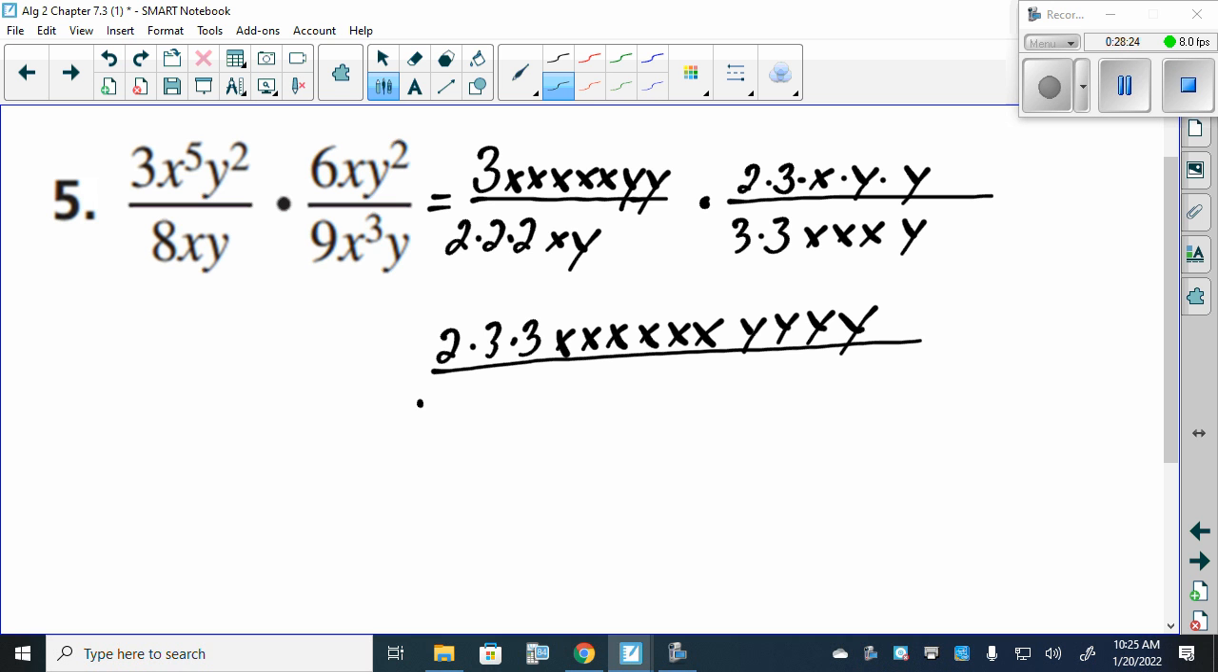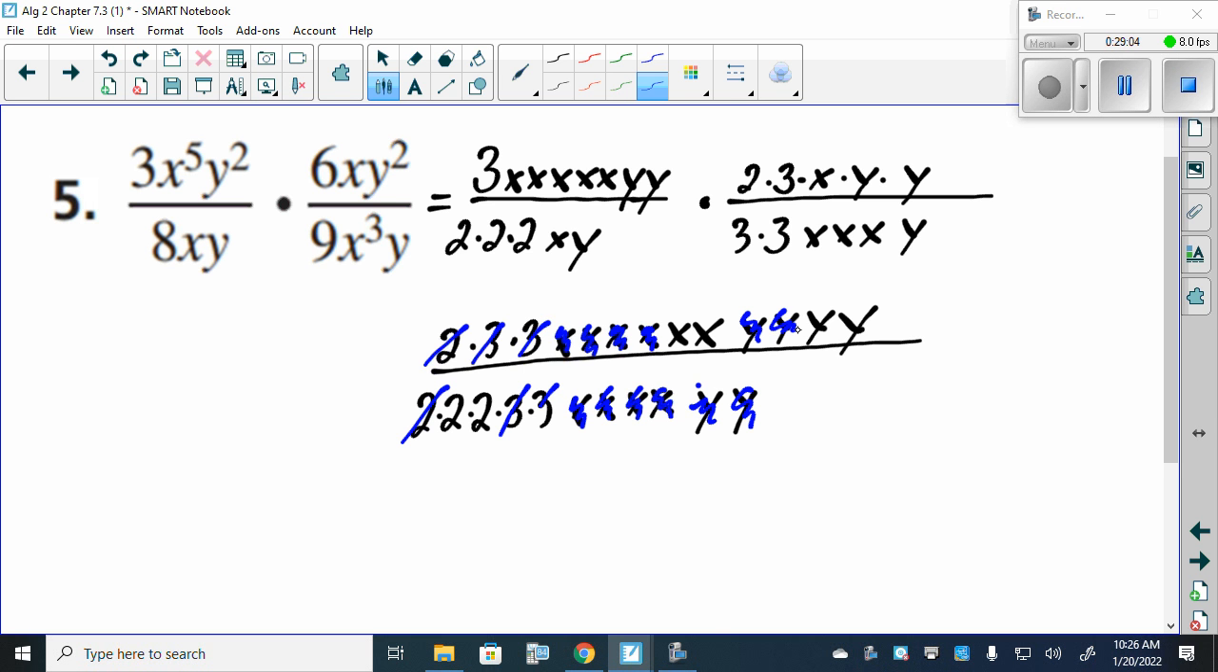On bottom, well, we'd have 2, 3, and 2 3's being multiplied together. 1, 2, 3, 4 x's and 2 y's. And now what we can do is look at this here. Well, this 2 and this 2 would cancel. This 3 and this 3 would cancel with this 3 and this 3. This x and this x would cancel. This one and this one. This one and this one and this one. And this y would cancel out with this y. This y would cancel out with this y.